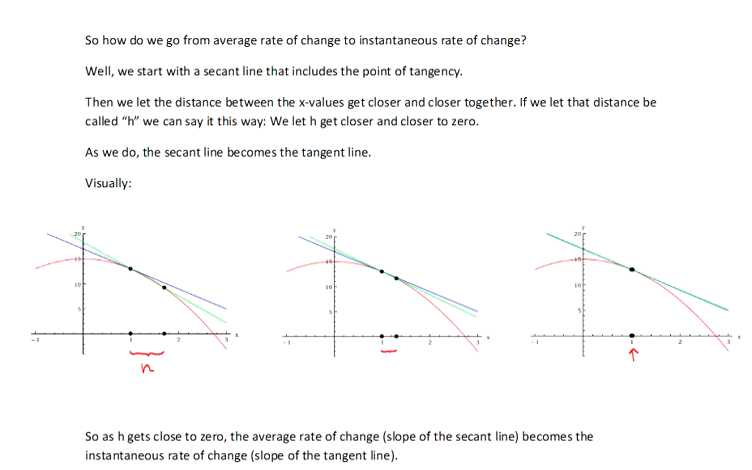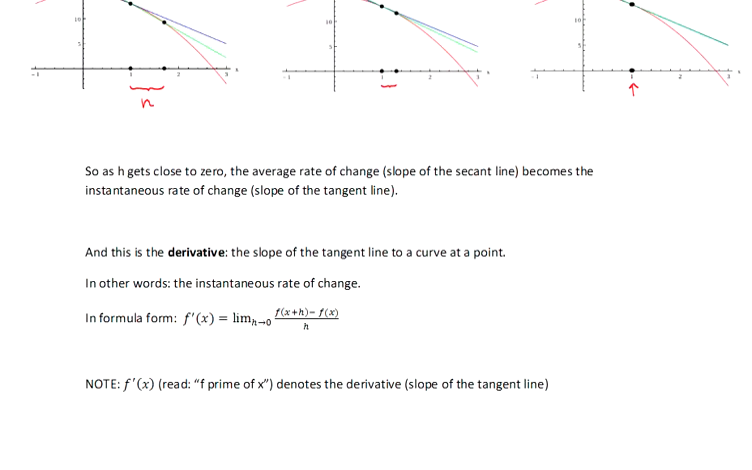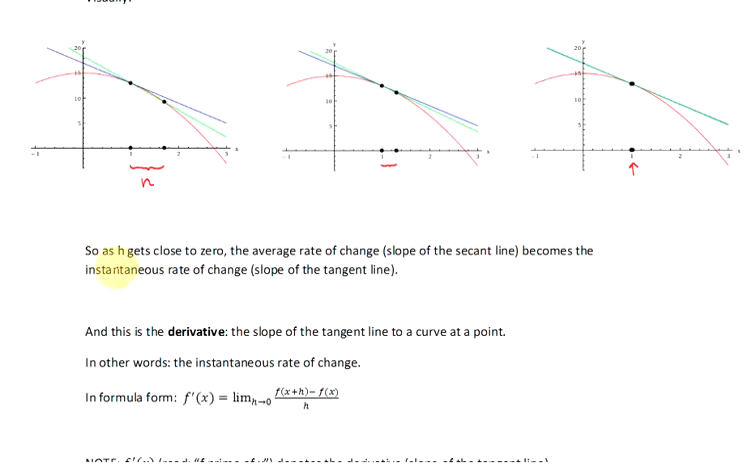I've got it here typed on the screen if you do better reading. As h gets close to 0, the average rate of change, in other words, the slope of that secant line, becomes the instantaneous rate of change, which is the slope of that tangent line. So that might seem kind of boring, and it almost might seem kind of like, duh. But that's how we get from slope to secant lines to tangent lines and then finally to derivative. So now that we've got that all cleared up, hopefully, let's talk about derivative.